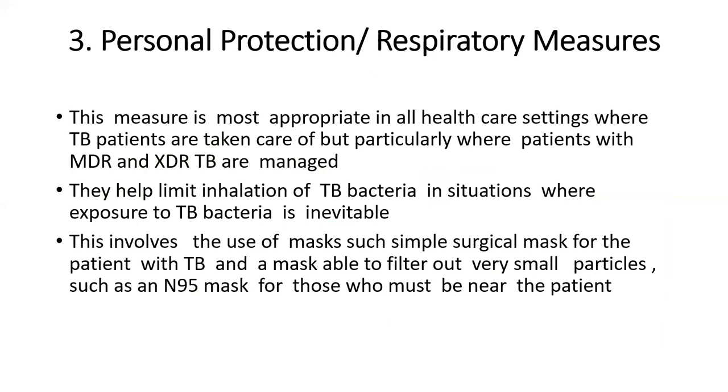The third hierarchy of preventive measures is personal protection or respiratory measures. These measures are most appropriate in healthcare settings where TB patients are taken care of, but particularly where patients with MDR or drug-resistant TB are managed. They help in limiting inhalation of bacteria in situations where exposure to TB is inevitable. This involves the use of masks, such as a surgical mask for the patient with TB and a mask able to filter out very small particles, such as an N95, for those who must be near the patient, like the healthcare workers. So the healthcare worker must wear an N95 respirator, which is able to filter small particles of mycobacterium TB.